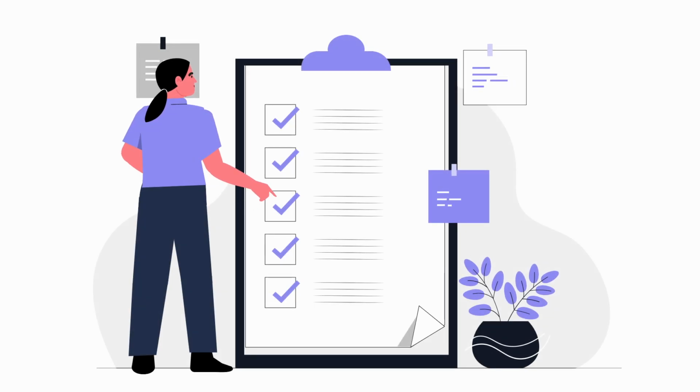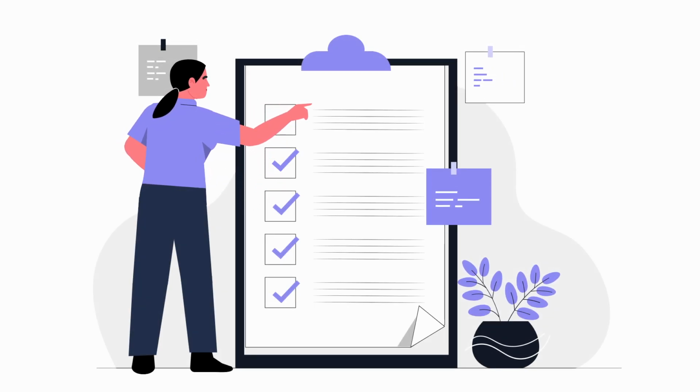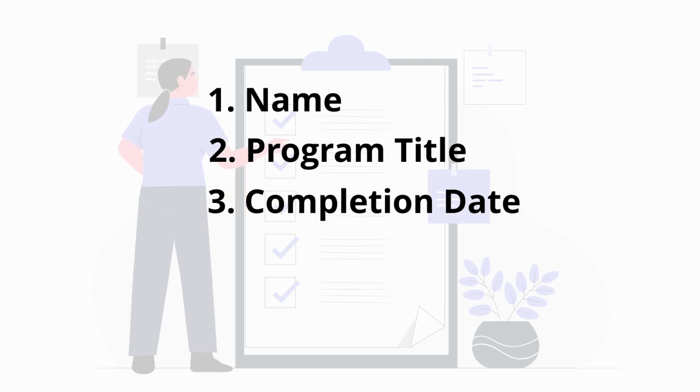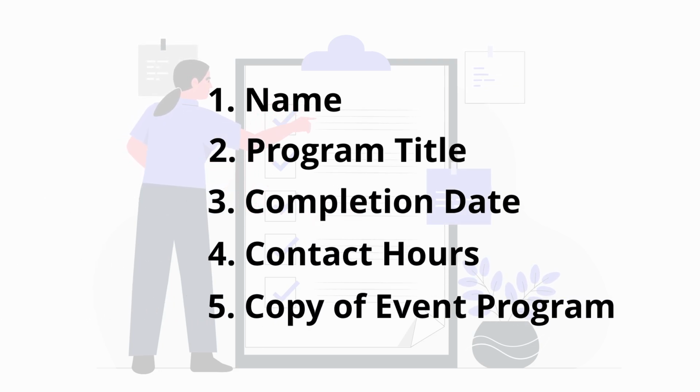Proof of completion for any activity in Category D must include your name, program title, completion date, contact hours, and a copy of the event program that includes a description and objectives.